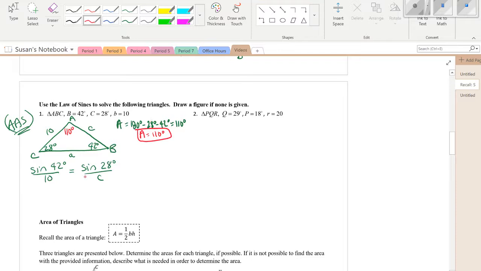Okay, so if we solve this proportion here, again, notice I put the sines on top and the side lengths on the bottom. We can cross multiply. So C times the sine of 42 degrees is equal to 10 times the sine of 28 degrees. Then if we solve for C, we have sine of 42 being multiplied. How do you solve for something being multiplied? You divide by that. So we're left with C is equal to 10 sine 28 degrees over the sine of 42. That's when we're going to get our calculator out.